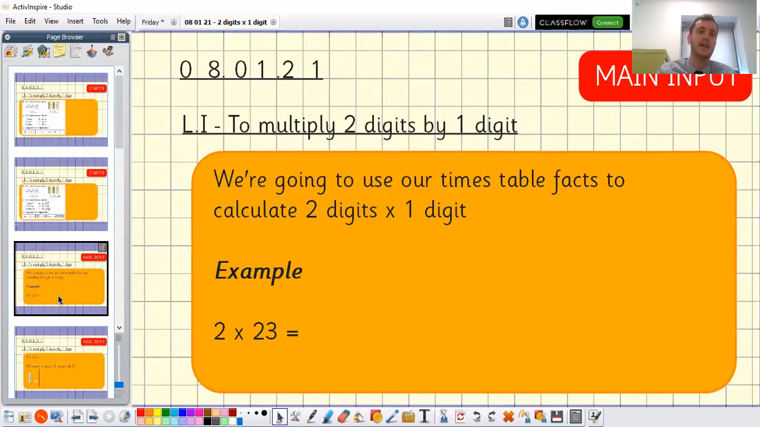Moving on, today we're going to use our times table facts to calculate 2 digits times 1 digit. What's a 2-digit number? What's a 1-digit number? I wonder if you can remember what that means. Have a moment to think. If you're not sure, a 1-digit number is like the number 2 here. There is literally just 1 digit within that number, the number 2. In a 2-digit number, there are 2 digits. So to make up 23, we have a 2 digit in our tens column and a 3 digit in our ones column. That is a 2-digit number.